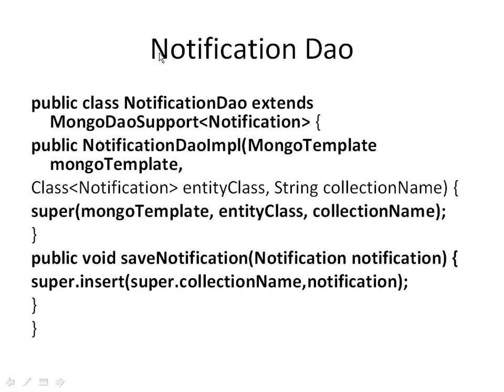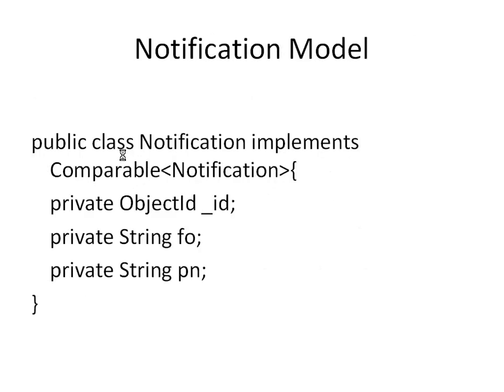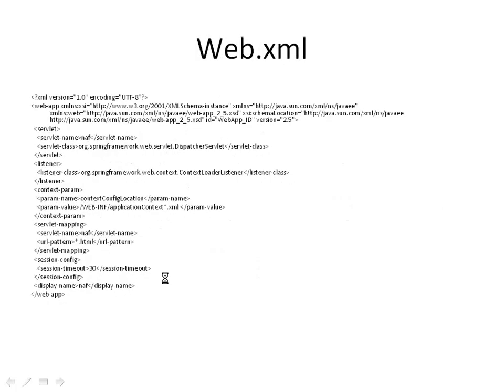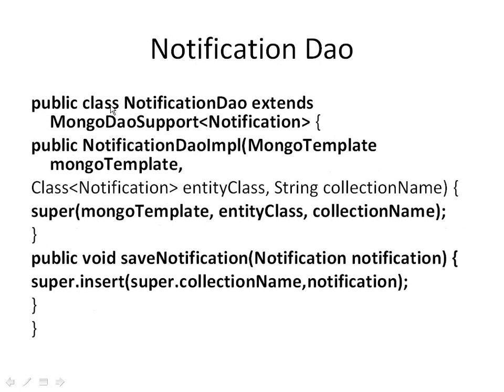So here we see notification DAO. As we have shown you, the constructor of the notification DAO takes Mongo template, model and the collection. Here the notification DAO is basically extending Mongo DAO support, which is taking notification as a model. The constructor of the notification DAO IMPL takes the Mongo template, which class I am going to insert, and what is the collection in which I am going to insert.